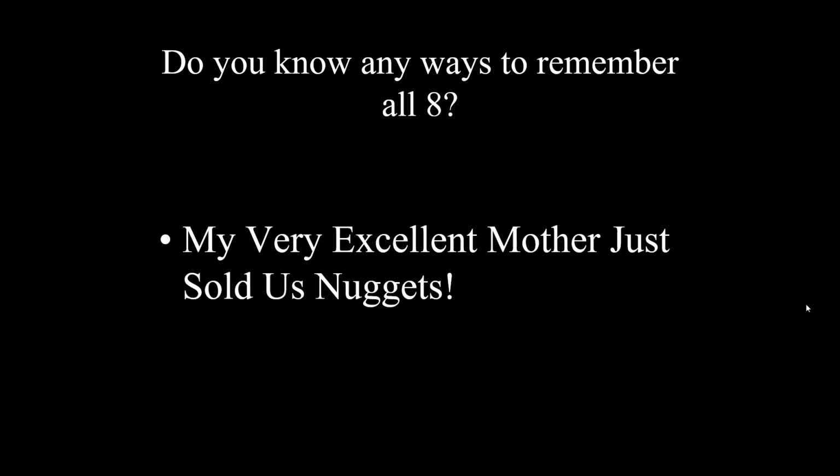You can use this way. My very excellent mother just sold us nuggets. This means M is for Mercury or Mars. V is for Venus. E is for Earth.